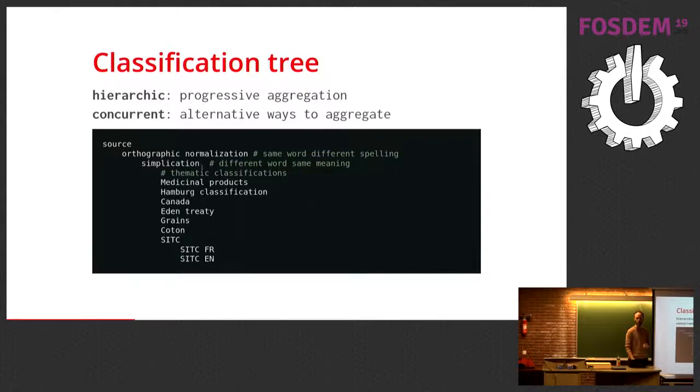The simplification one has been designed to be generic, but the others are thematic, so they are really bound to a research question. Thematic classifications are, for instance, medicinal products, where we want really fine-grained descriptions of what kinds of medicinal products we have, but all the rest can be in not medicinal products. So it's a classification finely tailored to one specific theme or subject. We have medicinal, we have the Hamburg classification, which has been designed to make a join with another classification from another research team in Hamburg, targeting Hamburg trade. Canada is about, I will speak about that later, which goods were traded between France and Canada, and so on and so forth.